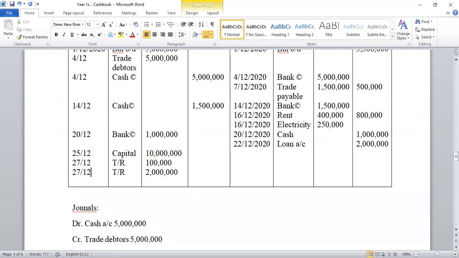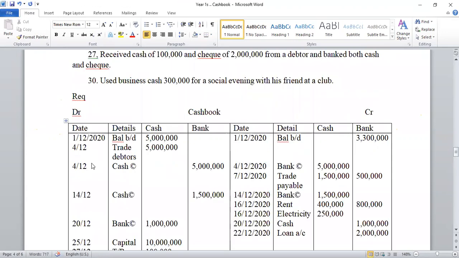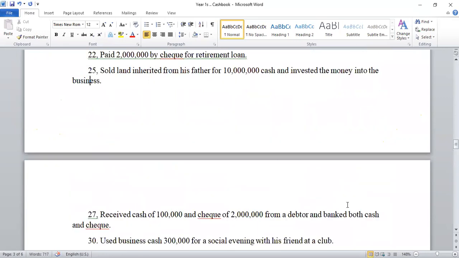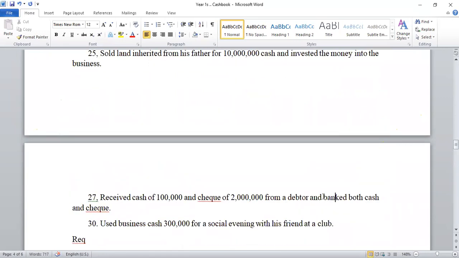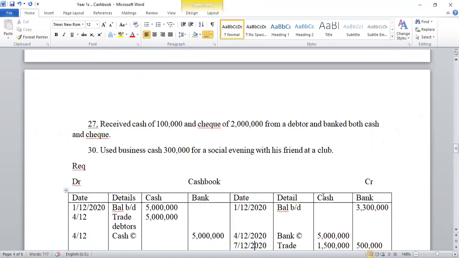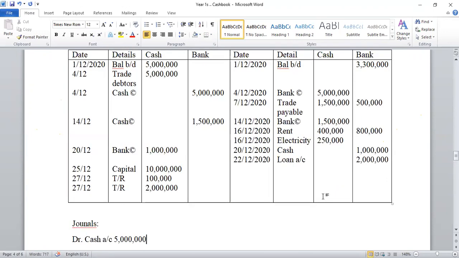So by doing this, I'm done by receiving the check. Now the other task is to bank the check. That's what they said, right? 27. They said from here and banked both cash and check. So what happens is you come and now bank. So when you go to the bank, when we are banking now, you can deal with cash first. When I bank cash, I'm going to reduce cash, therefore credit cash, and debit bank because money has gone to the bank. So it's the same day.